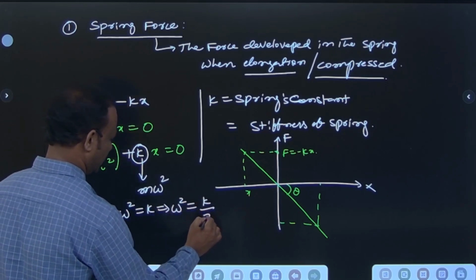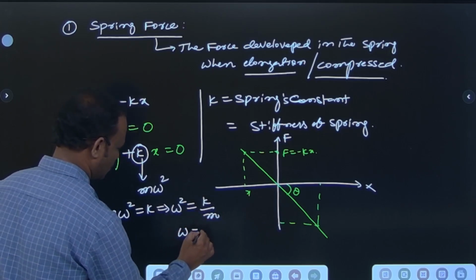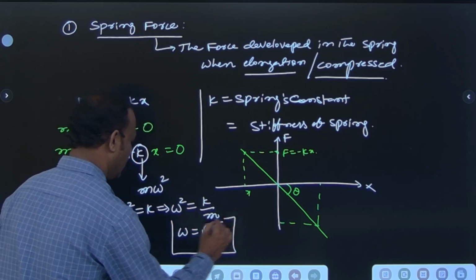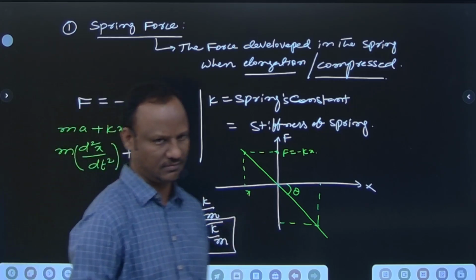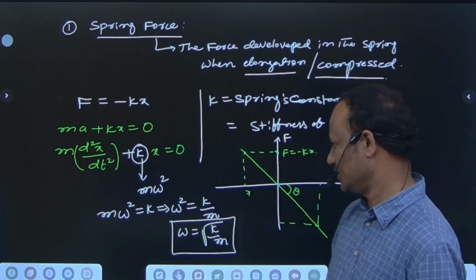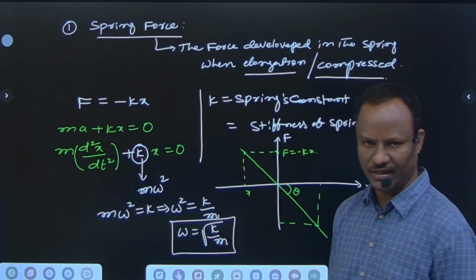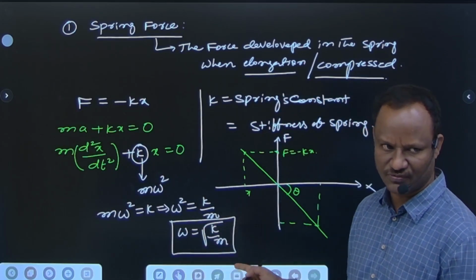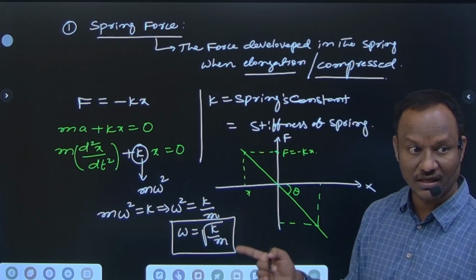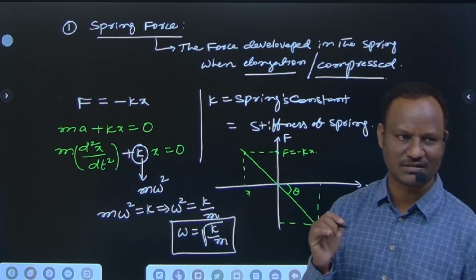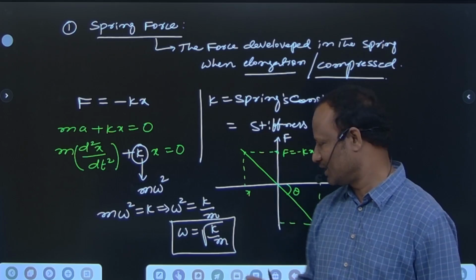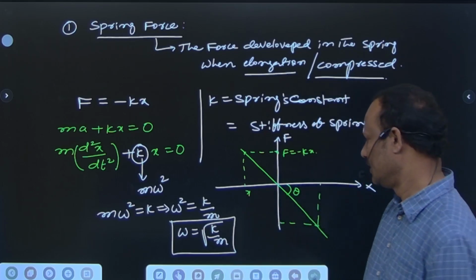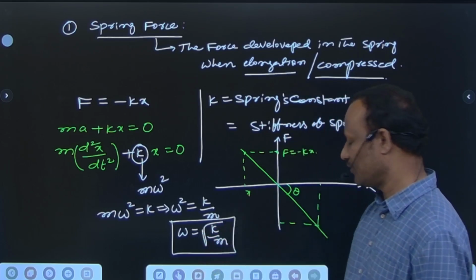Omega is equal to the square root of k by m. This is the angular frequency, or angular velocity. K stands for the stiffness of the spring. M stands for the mass of the suspended body, not the mass of the spring. The mass of the spring is neglected, comparatively, with the mass of the body. So omega is equal to the square root of k by m.